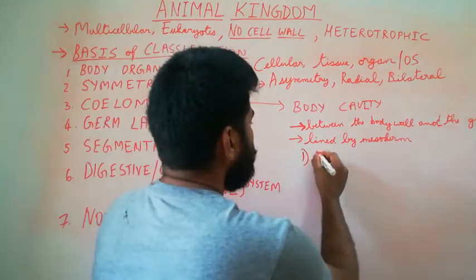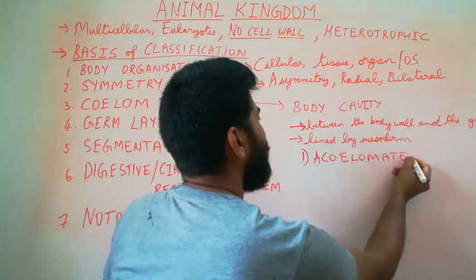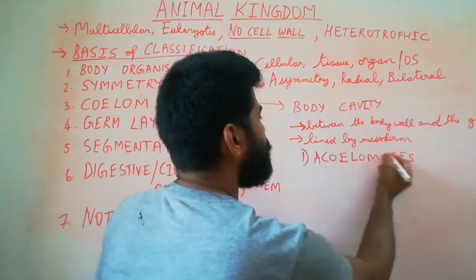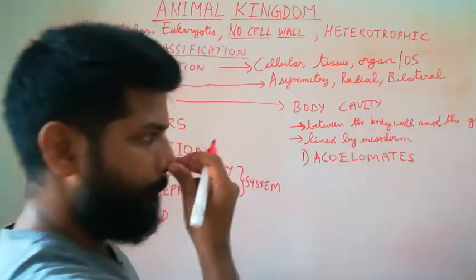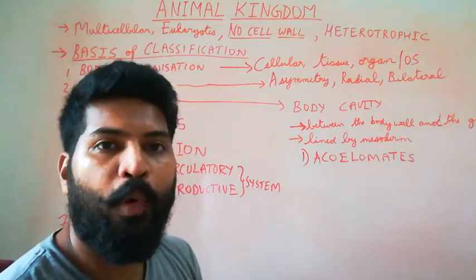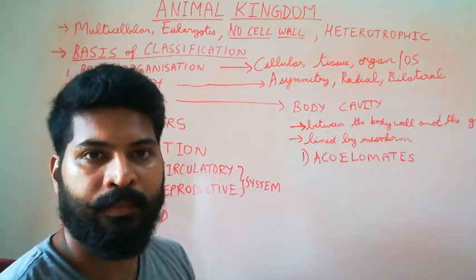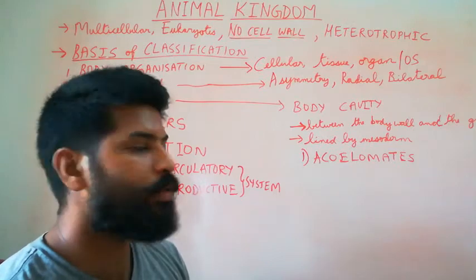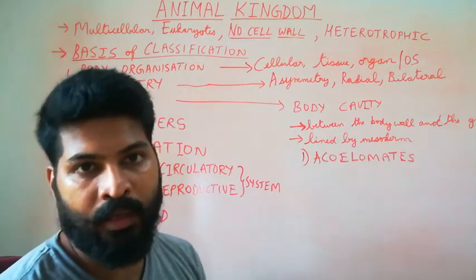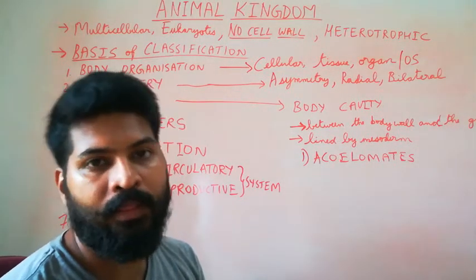In animals where the body cavity is absent, they are called Acoelomates. As you can see in the diagram, between the ectoderm and the endoderm, the body cavity is completely absent. The white colored region is absent. Examples of Acoelomates are phylum Porifera, Coelenterata, Ctenophora, and Platyhelminthes.